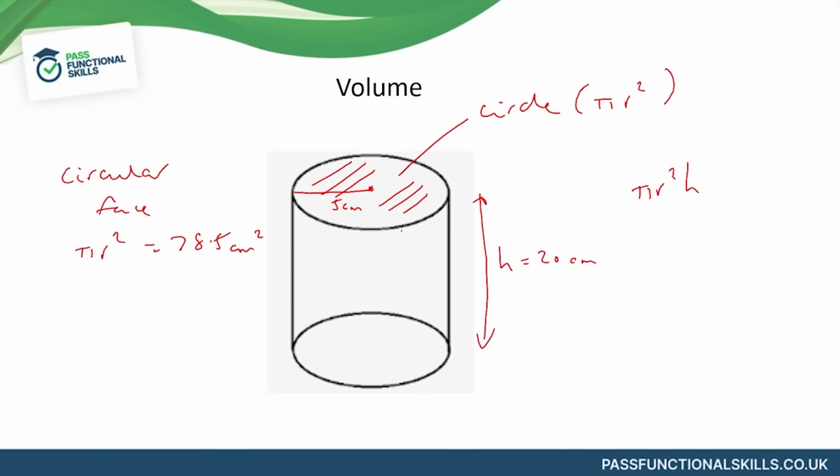So now the volume is going to be 78.5, the area of the face multiplied by its height or its depth, however you want to describe that, 78.5 multiplied by 20, and that comes to 1,570 cubic centimetres.